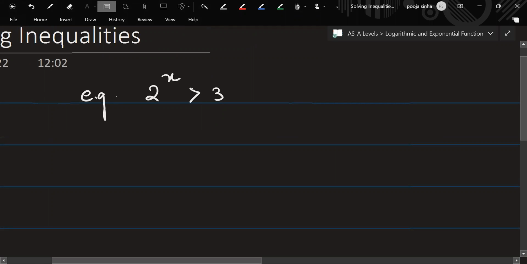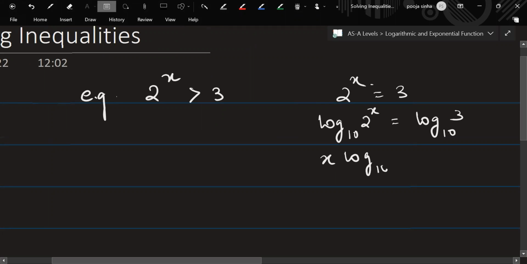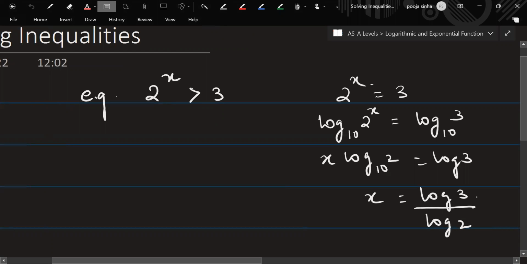Normally, if it had been 2 raised to power x equal to 3, then you would have taken log on both the sides, log to the base 10. So it becomes x log 2 equal to log 3. I don't have to show base 10, and x is equal to log 3 upon log 2. You put in the values, and that's how you will solve it, correct? Exactly the same thing we need to do here also.